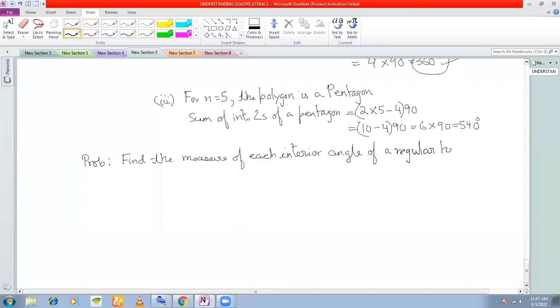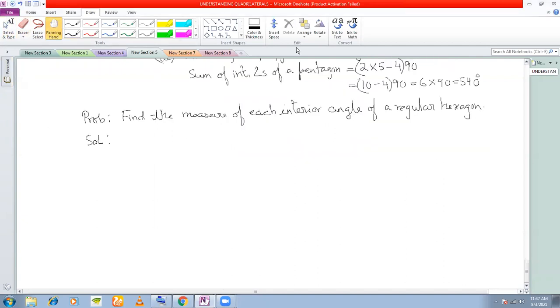Sir, hexagon and regular hexagon are different things. Say loudly. So hexagon and regular hexagon are different things. Of course, because a hexagon can have all sides unequal, but a regular hexagon will always have all sides equal. So when I say regular, it means all sides and all angles are equal. Okay, so let us see what a hexagon looks like to start with.